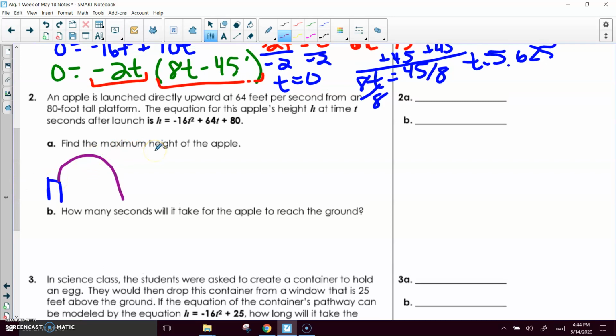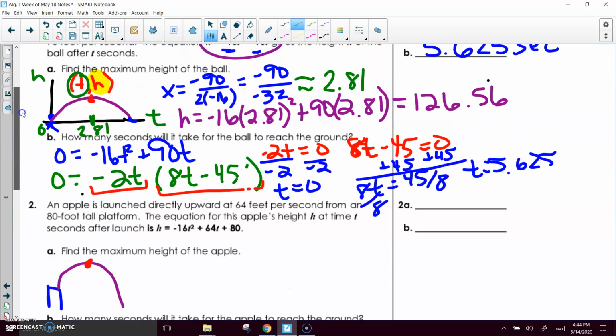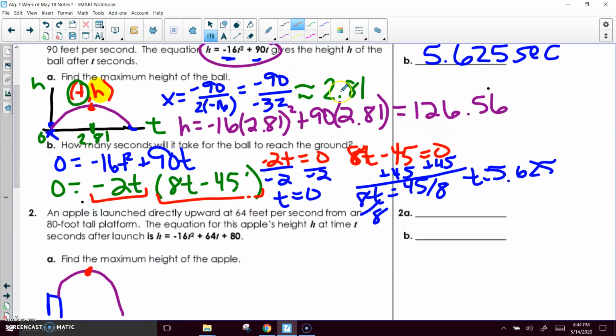Find the maximum height of the apple. Maximum height is still my vertex. So we're going to set it up like part A of question 1. I want you to find the x value of the vertex and then plug that in your equation to find the y value. Hit pause and then come back to check.